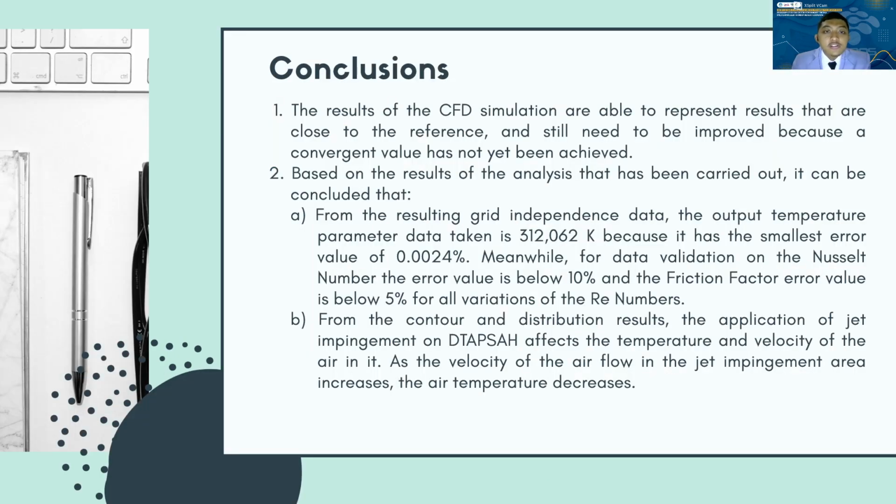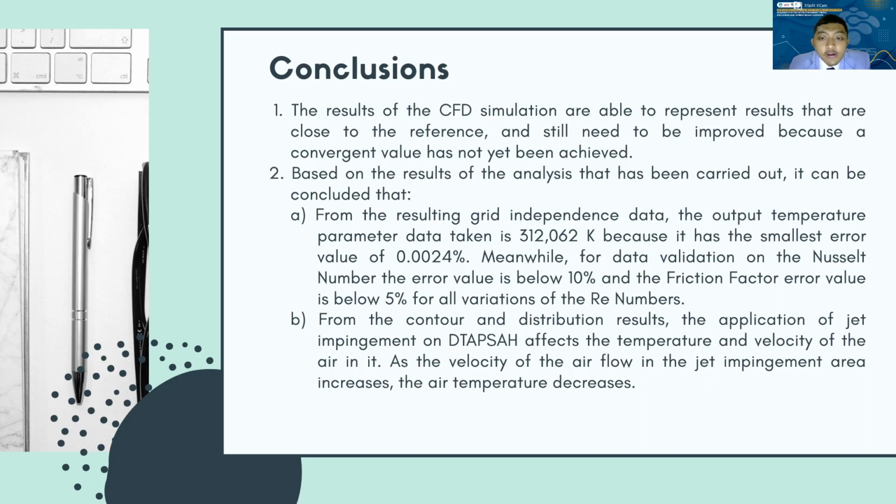The conclusion. Number 1, the results of the CFD simulation are able to represent results that are close to the reference, and still need to be improved because a convergent value has not yet been achieved. Number 2, based on the results of the analysis, from the resulting grid independence data, the output temperature parameter taken is 312.062 Kelvin because it has a small error value of 0.0024%. Meanwhile, for data validation, the Nusselt number error value is below 10% and the friction factor error value is below 5% for all variation of the area numbers.